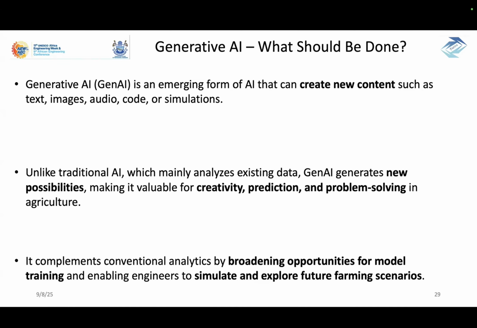So that is what Gen AI is doing. I mean, if you use ChatGPT, basically you're using generative AI. So it complements conventional analytics by broadening opportunities for model training. So it's good at simulating and exploring future farming scenarios. So sometimes we don't even have data, but Gen AI can generate data for you that's almost similar to what you have. So generative AI is an emerging area. Yeah, it's expensive because of the training, but people are using it a lot.